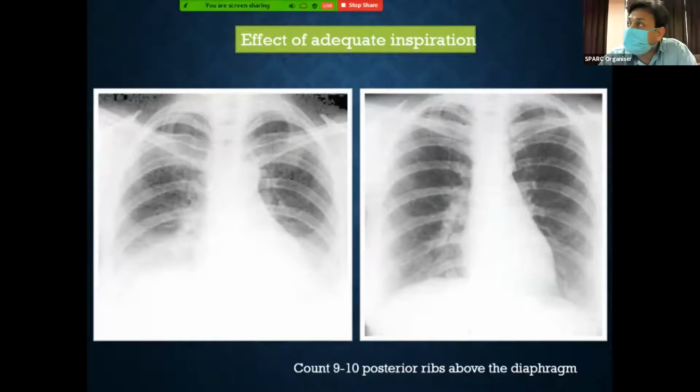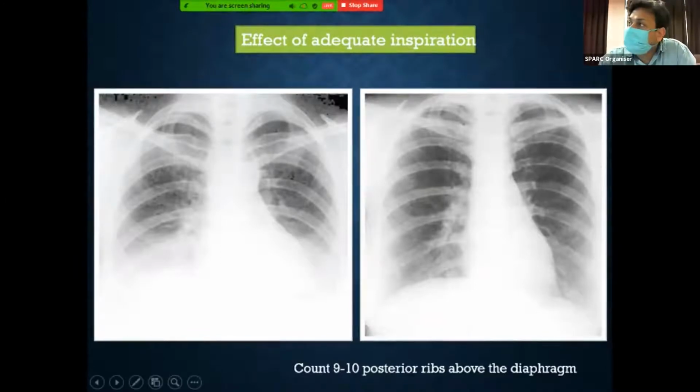So if there is a chest X-ray, we either count the anterior rib or the posterior rib. If we are counting the anterior margin of the ribs, then at least we should see 5 to 6 ribs above the diaphragm. Only then can we say this is an adequate inspiratory film. If we are counting the posterior margin of the ribs, like these are the posterior margin of the ribs, then at least 9 to 10 ribs should be visible above the diaphragm. Then we can say that this X-ray has been taken in adequate inspiration.